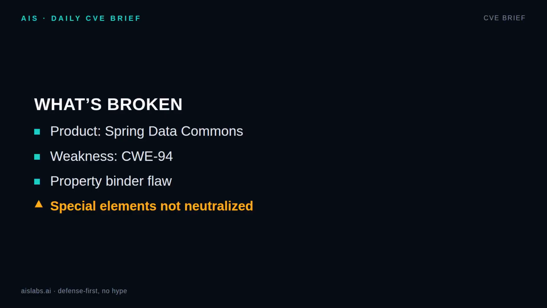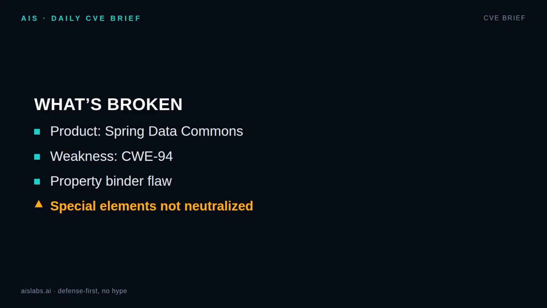The official NVD description says, Spring Data Commons, versions prior to 1.13 to 1.13.10, 2.0 to 2.0.5, and older unsupported versions, contain a property binder vulnerability caused by improper neutralization of special elements. An unauthenticated remote malicious user, or attacker, can supply specially crafted request parameters against Spring Data REST-backed HTTP resources, or using Spring Data's projection-based request payload binding, that can lead to a remote code execution attack.